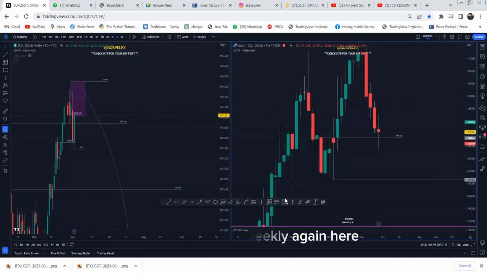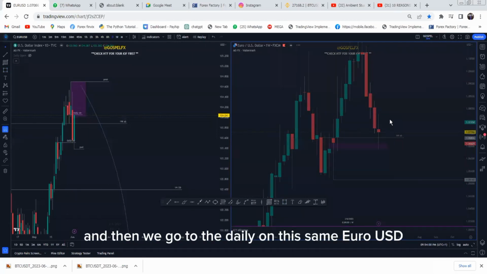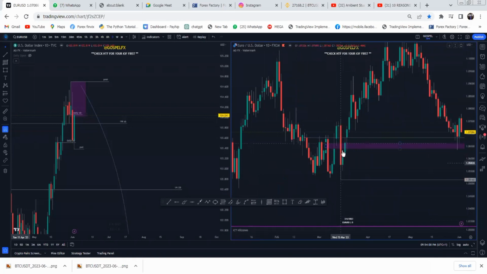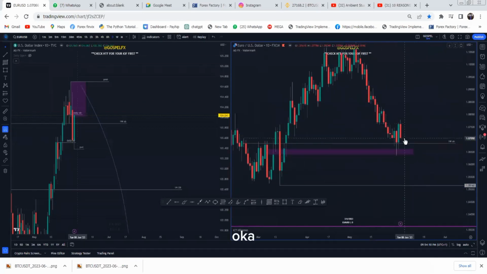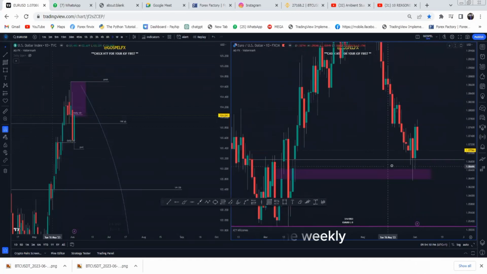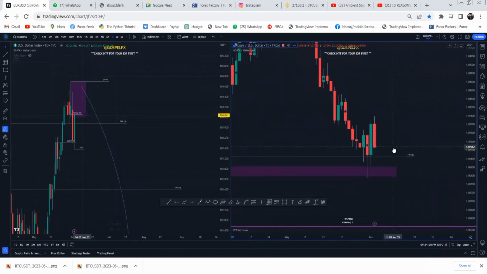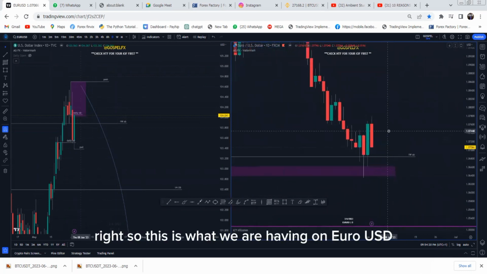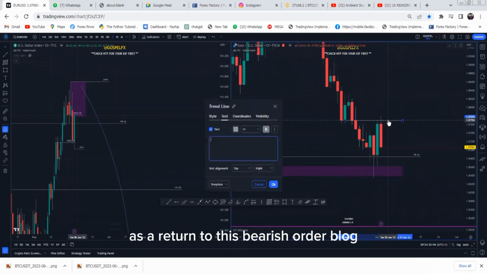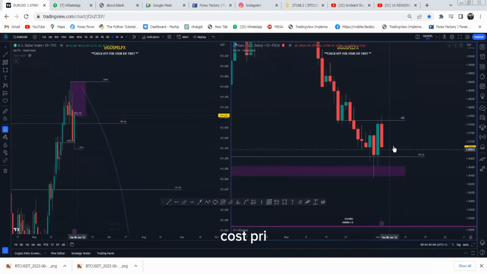And then just looking at the weekly again here, we had this volume imbalance, which price traded right down to it. And if we go to the daily on this same euro USD, okay, we had this. This is also our bullish order block. Okay, so this reaction yesterday happened because of this key level, this volume gap from the weekly. All right, and then which is also confluencing with the bullish order block. So this is what we are having on euro USD, and then price started selling from Friday as a retest to this bearish order block. That was a retest to that bearish order block, caused price to sell back down.